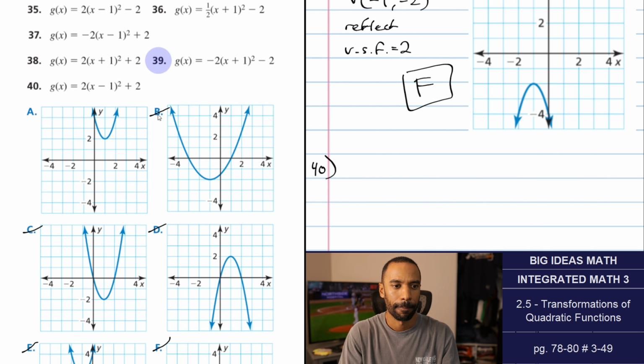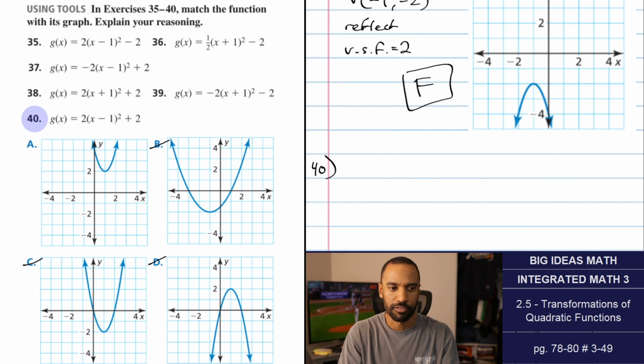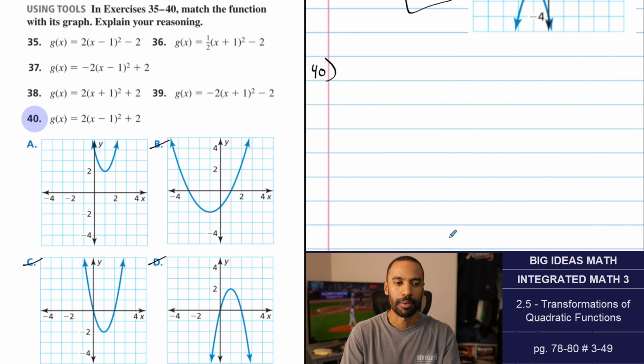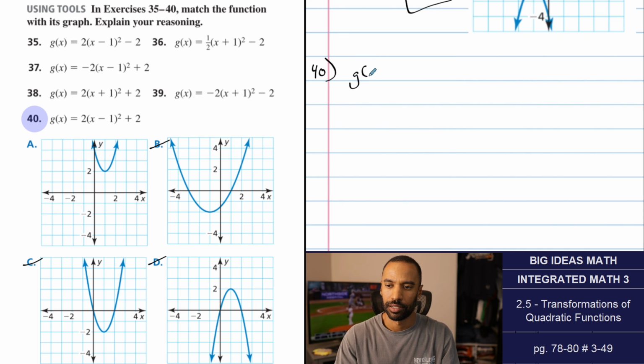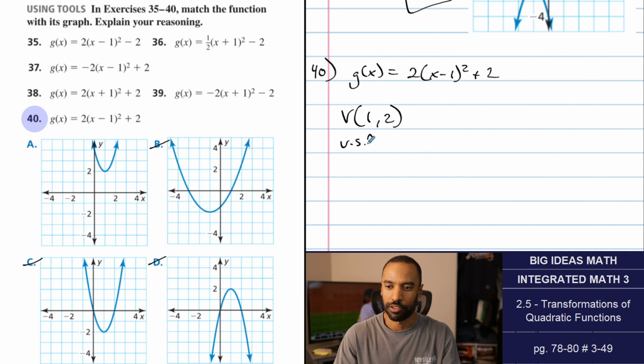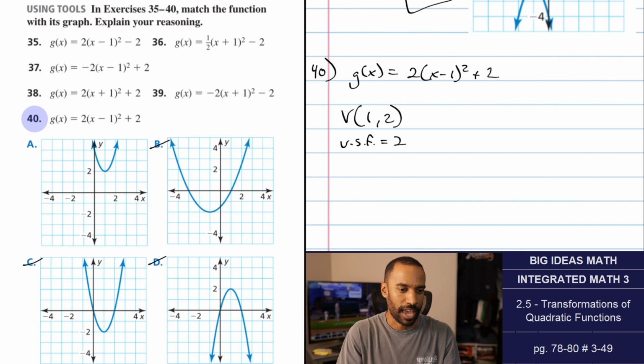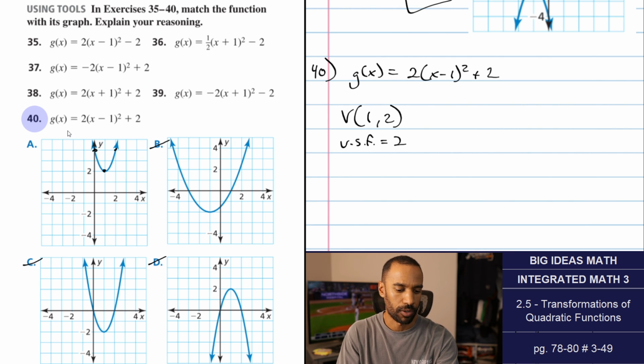Number 40. No mistakes left over. g of x equals 2 times (x minus 1) quantity squared plus 2. So this is a vertex at 1, 2. It's got a vertical stretch factor of 2, as most all of them had. This is A. 1, 2, there's a vertical stretch, over 1 up 2, over 2 up 8, I'm sure. I'll just copy paste that one. We should be all good.